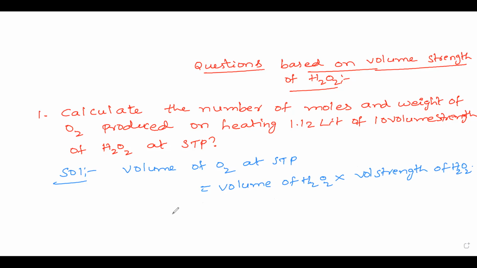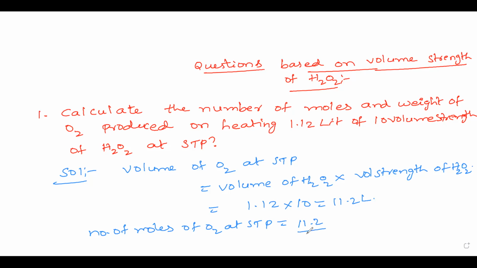So it is nothing but the volume of hydrogen peroxide given as 1.12 liters into the volume strength of hydrogen peroxide, which is 10 volume strength. So it is equal to 11.2 liters. So the number of moles of oxygen gas at STP: 22.4 liters is 1 mole. So 11.2 liters means 11.2 liters by 22.4 liters, which is equal to half mole.